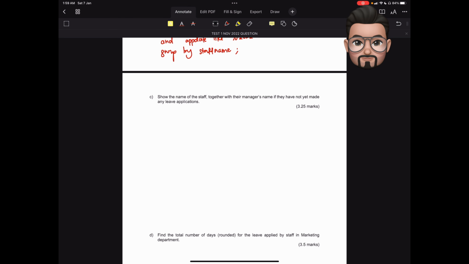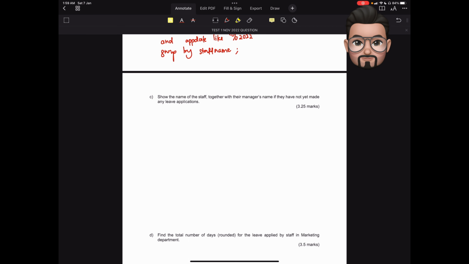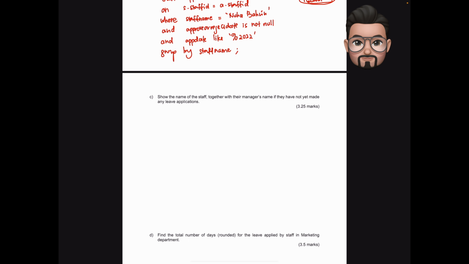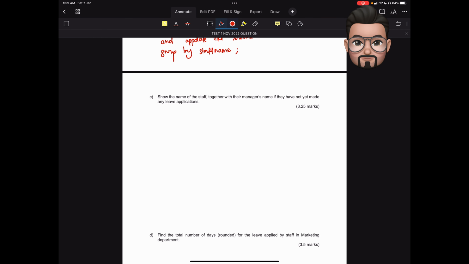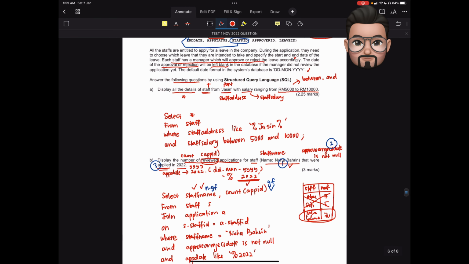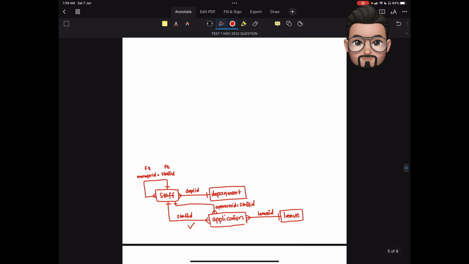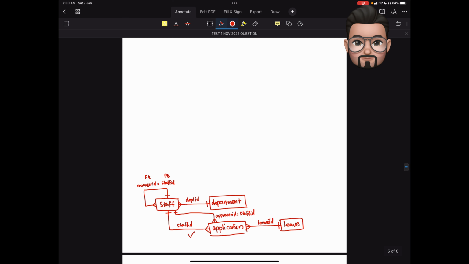Now let's take a look at question C. Show the name of the staff together with their manager's name, if they have not yet made any leave applications. So by right, we need to understand the data first before you answer that question. Now what if I said I want to display the staff and their manager's name?